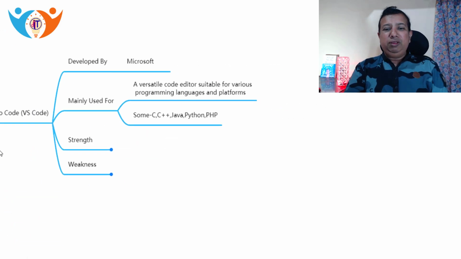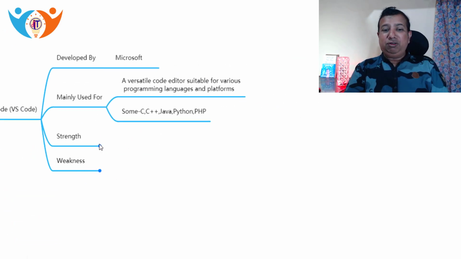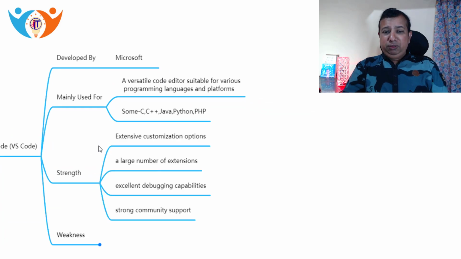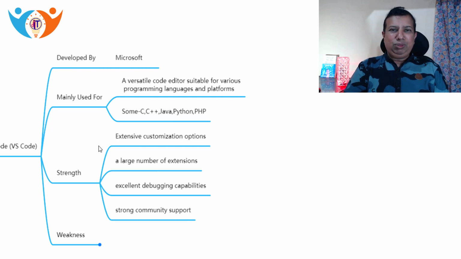Now, VS Code is very important because of its strength. If we look at its strength, it has a lot of customization options. So we can customize it as per our requirement, as per programming language, and as per the methodology we want to follow. The second one, it has a large number of extensions. Too many extensions are available that we can add in VS Code. Excellent debugging capabilities are available inside VS Code, and therefore it becomes very easy to debug your code and generate the expected outcome. And very important, it has strong community support.